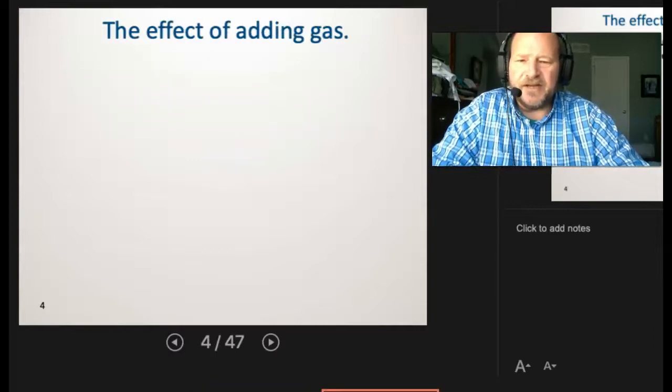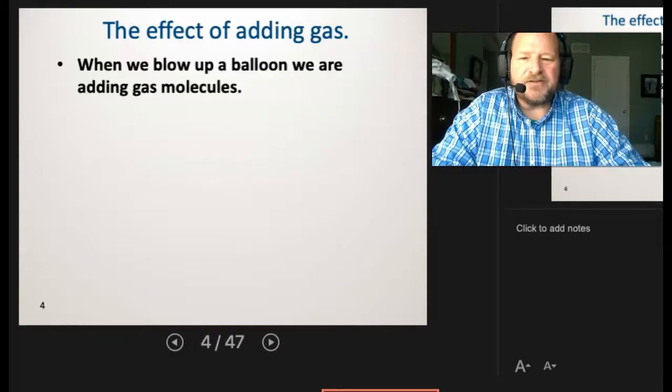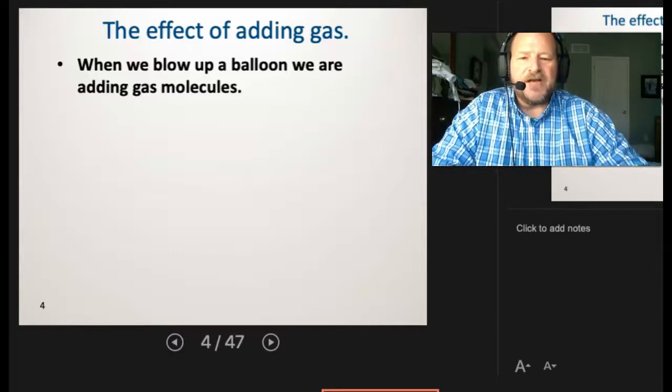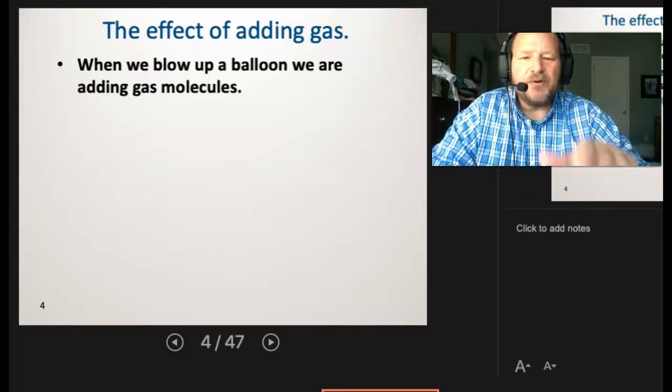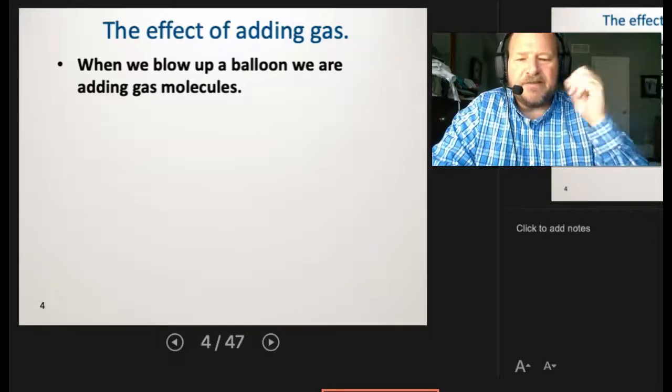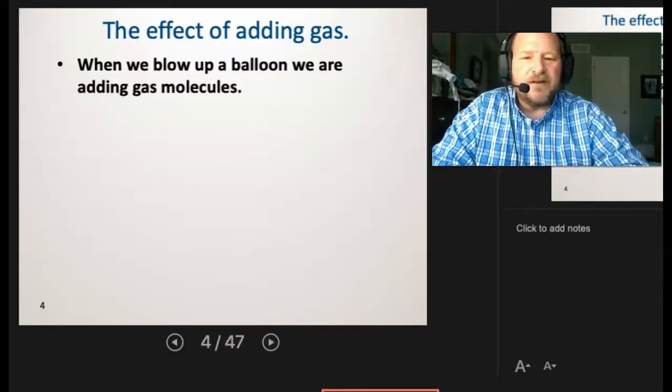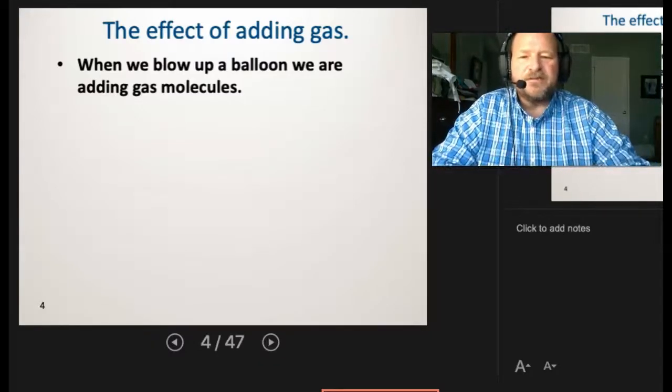All right, so conceptually, what is the effect of adding a gas? If I take a balloon and start to blow it up, I'm going to ask you to think of this in terms of molecules. As I breathe into a balloon, I'm pushing my CO2, my unused oxygen, and of course nitrogen that's just in my breath into the balloon. So the molecules are being forced into the balloon.